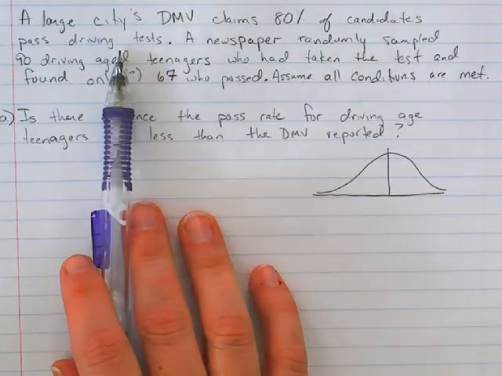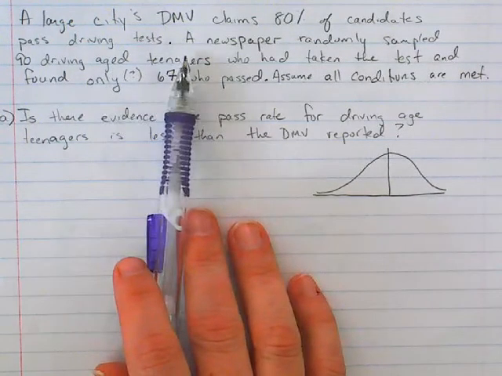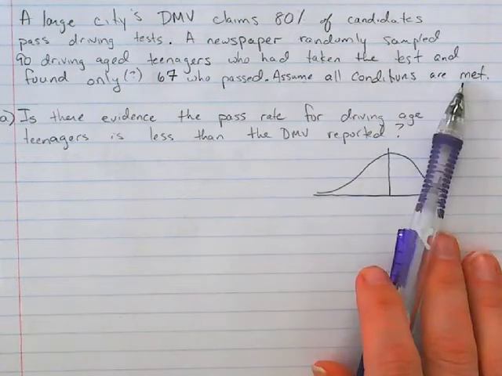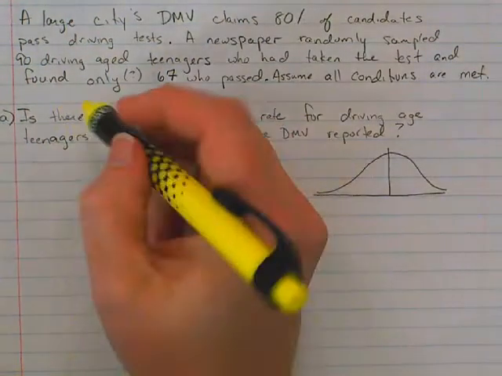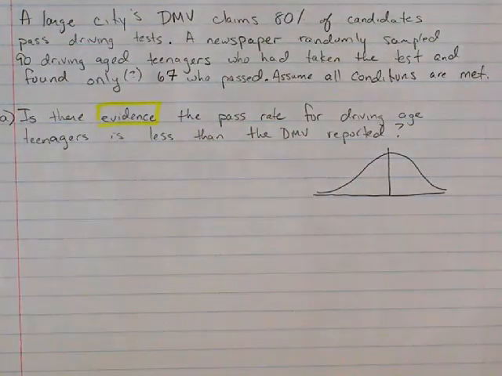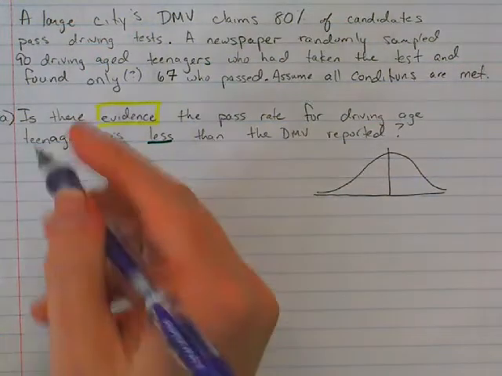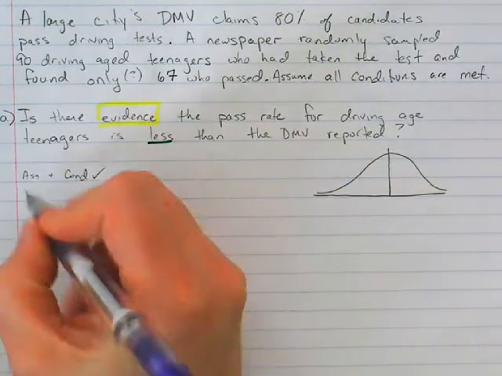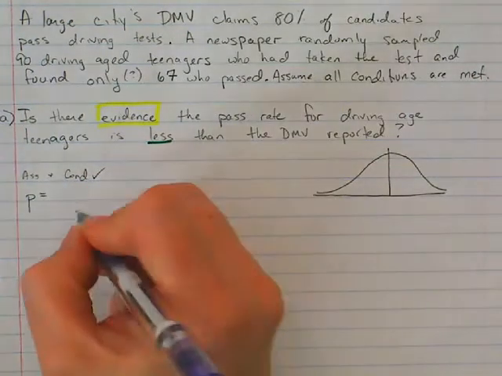A large city's DMV claims 80% of candidates pass the driving test. A newspaper randomly samples 90 driving-age teenagers, and only 67 passed. We're going to assume all conditions are met. Is there evidence? And as soon as you see that word, you should perk up. Yay, hypothesis test. The pass rate for driving-age teenagers is less than the DMV reported. Well, if my assumptions and conditions are passed, then I don't need to worry about that. Instead, I'm going to start grabbing my data.